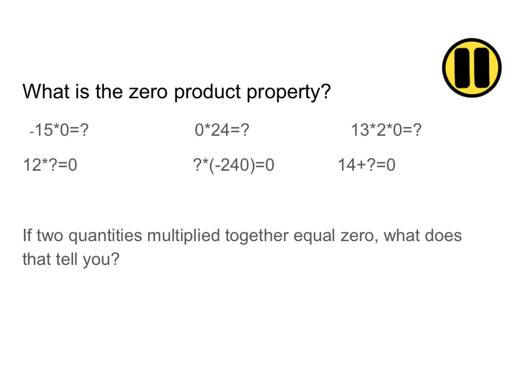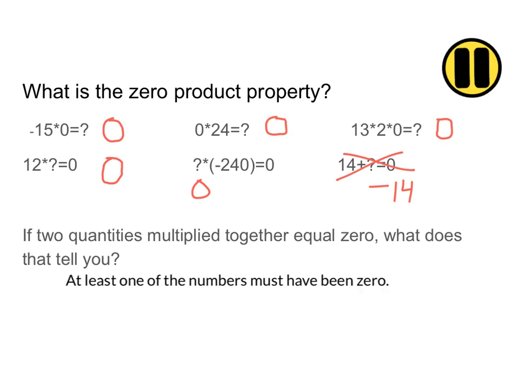So hopefully what you noticed is that in each of these cases, when you multiply anything by 0, you're always getting 0. And more importantly, you know that if two things multiply to get 0, one of those numbers needed to have been 0. This does not work with addition, right? In that case, we would have needed to have negative 14. So the zero product property only works for multiplication. So down at the bottom, hopefully you explained something along the lines of at least one of those numbers must have been 0.